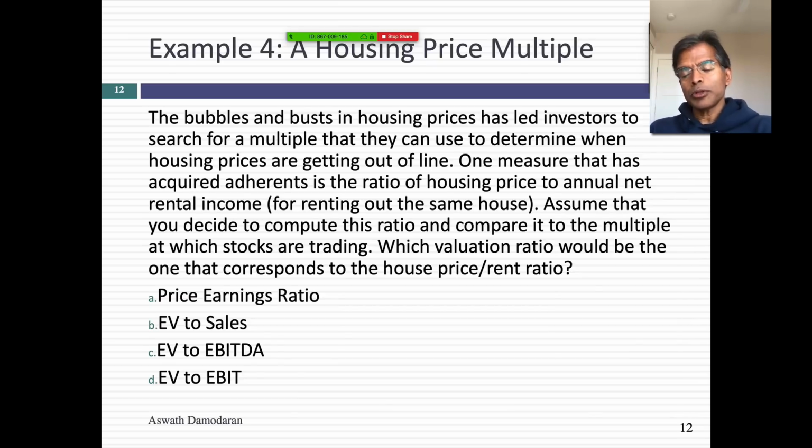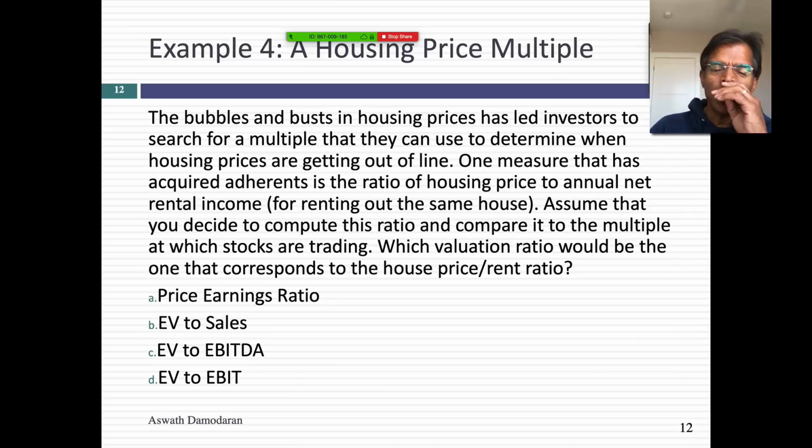Well, one of the problems with real estate often is that you can get bubbles and busts, and you don't even know you're in a bubble. So you'd like to know when you're in a bubble. And one measure that some real estate people have devised is to take the market price of a house and divide by annual rental income.